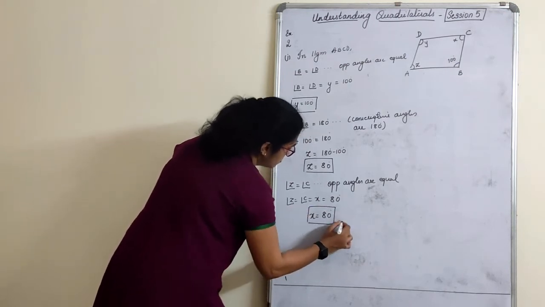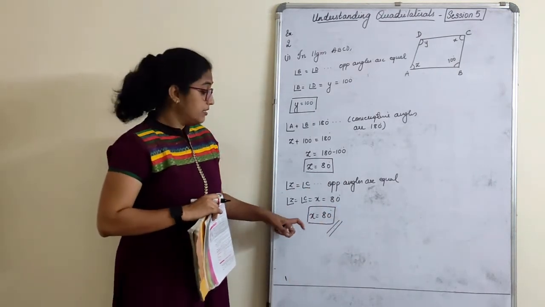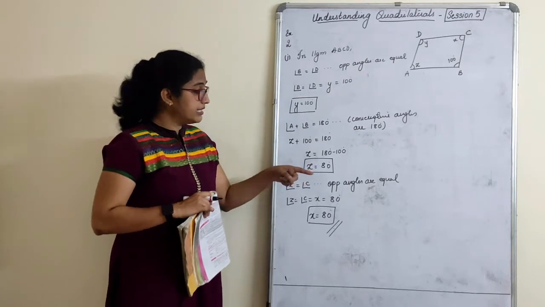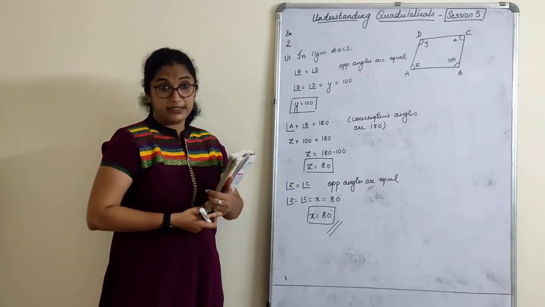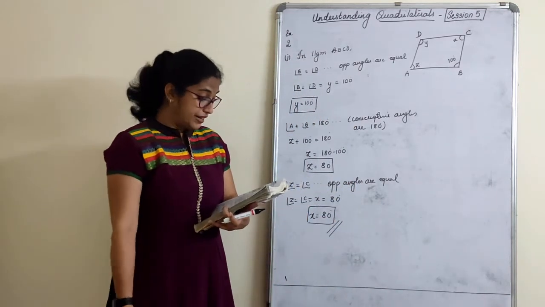All the final answers, please highlight, children, or you need to write it once again. X is 80, Y is 100 and Z is 80 again. So these are the angles of a parallelogram. So this is how you are going to find it.